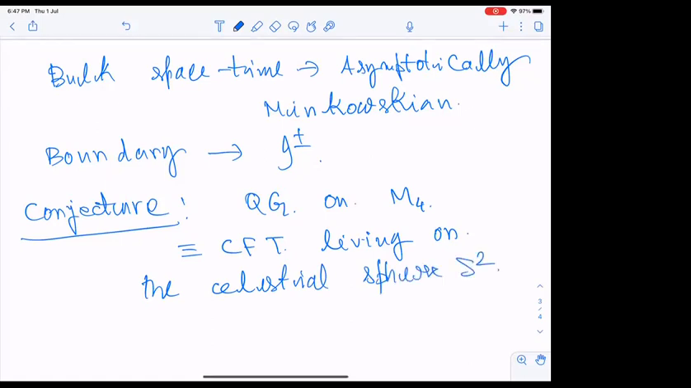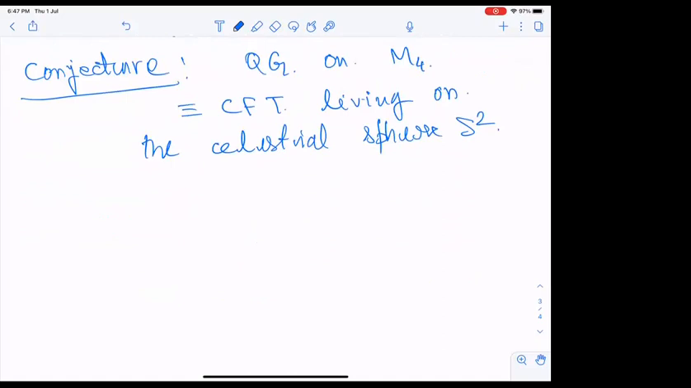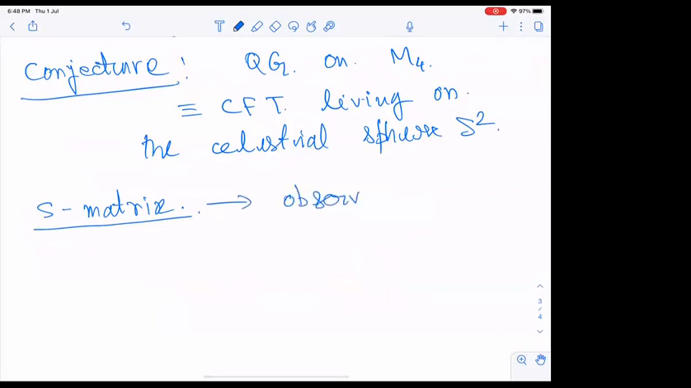S2. So, can you hear me, Shamik? Yeah. Please, go ahead. Gravity means you want to talk about the partition function. Well, the partition function is one thing which you can compute. But since we are in asymptotically flat space, what we want to compute is essentially the S matrix. So the S matrix is the observable.